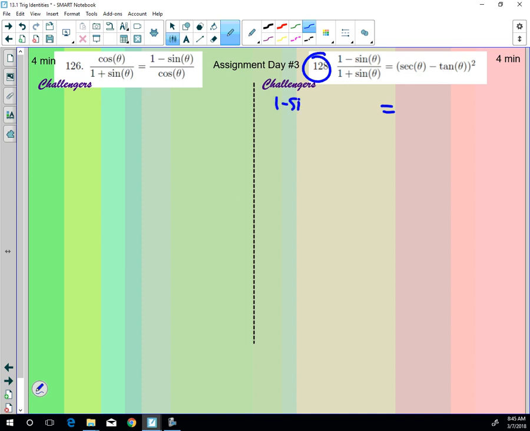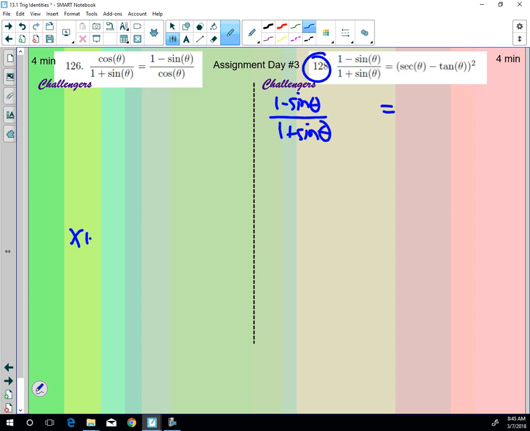1 minus sine theta over 1 plus sine theta. Everybody take this one out. Write it. If you didn't get this one, do this with me. What could you do to make life better? This does not look obvious at all.